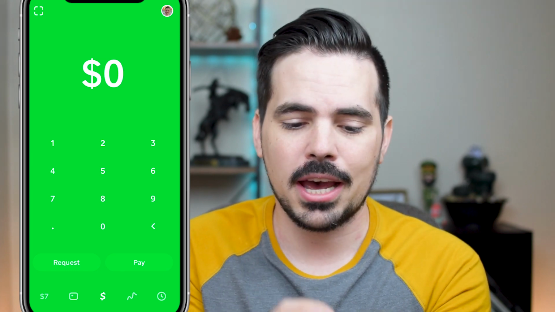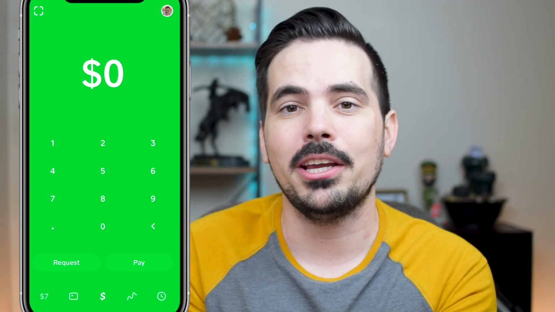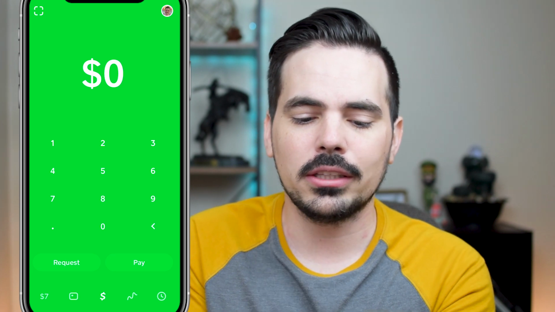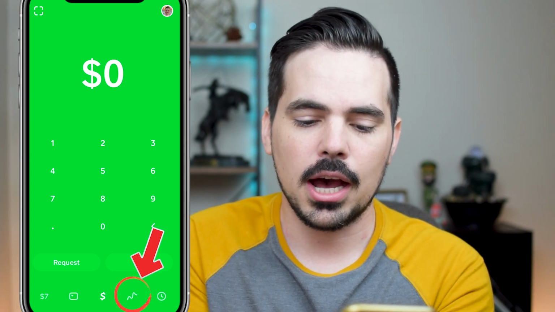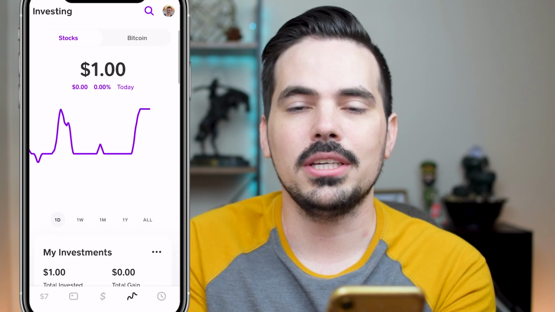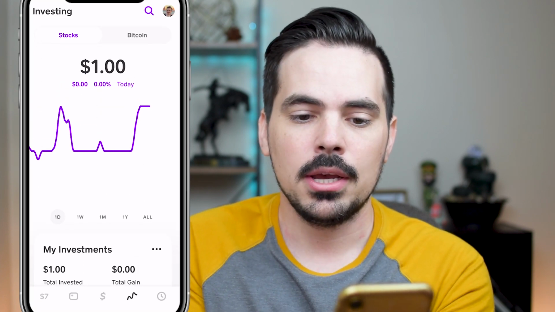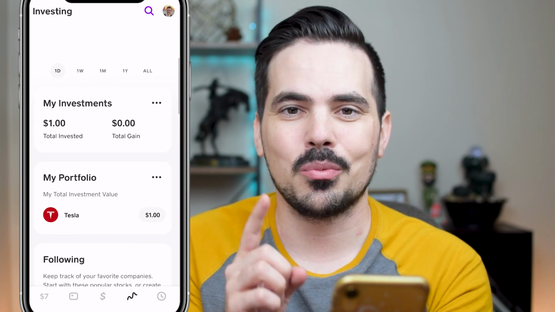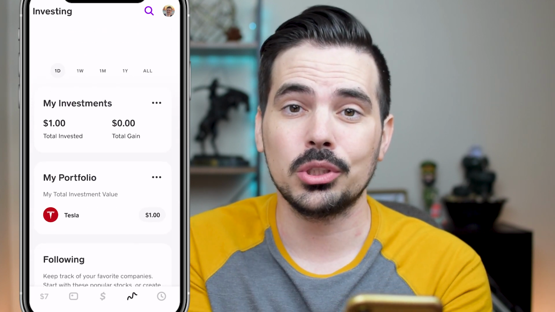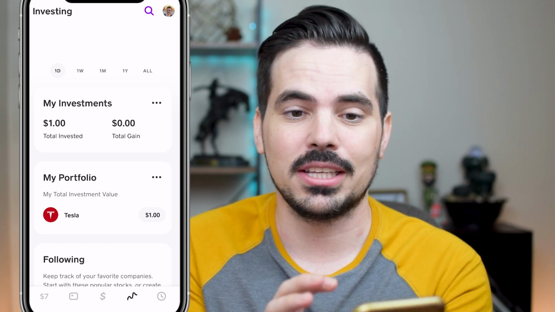So what we're going to do is have it right now currently on the main page of Cash App, and then we're going to go ahead and click on that little squiggle button towards the bottom right hand side of the screen right there to actually bring us into the investing portion of Cash App. Now currently I have one stock in my portfolio and I'm currently invested with $1 into Tesla. So we're going to go ahead and show you how to go through the process of selling this stock.